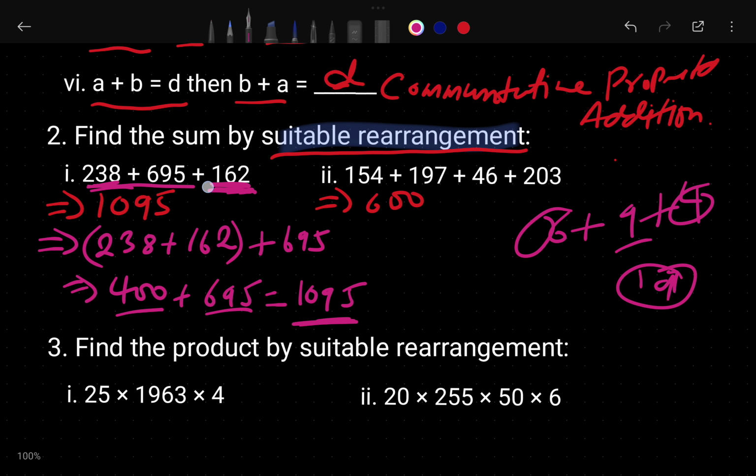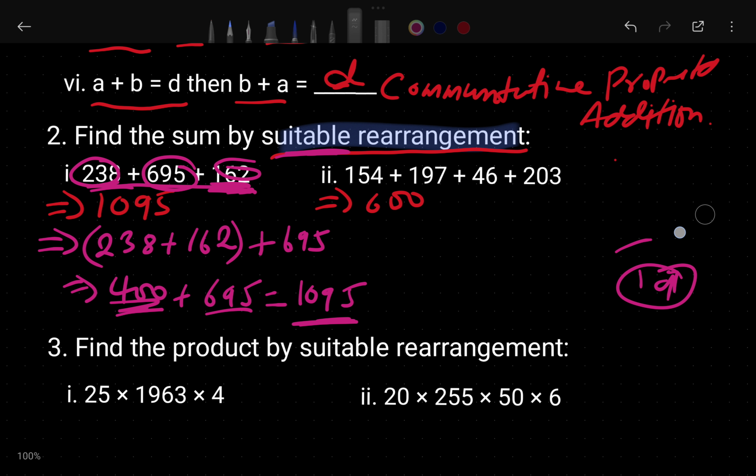If you add like that also, 238 plus 695 plus 162, the answer will be the same, but we have to add suitably, in an easy way. If you add this one and this one, that is going to be 400 directly. After the 400 we add that one directly. Okay, is it clear to you? I hope you understand that. If it is clear, then I will talk about the second question.